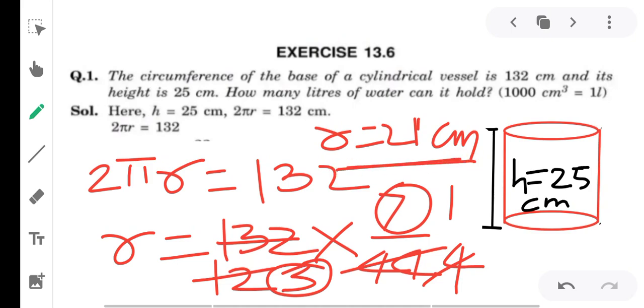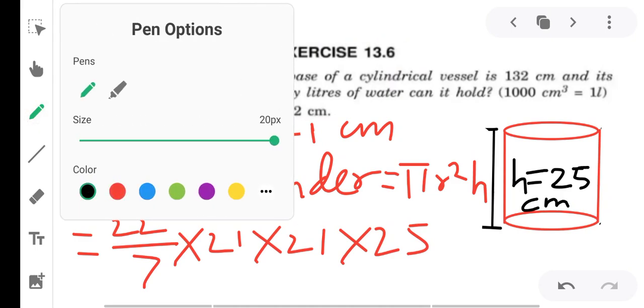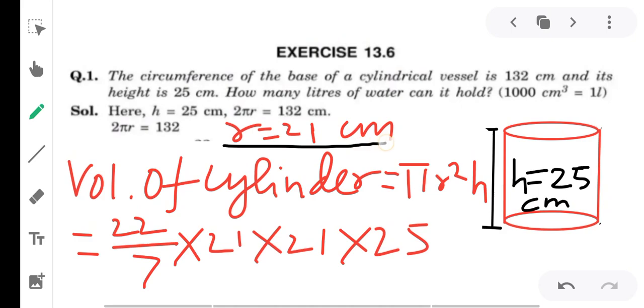ये हमारा radius होगा. So after getting the radius, we can easily find the volume of the cylindrical vessel. Now students, you can see after finding the radius, we have here the radius that is 21 centimeter. यहाँ पर हमारे पास radius है 21 centimeter. So after getting the radius, we can find the formula. We can write the formula: volume of the cylinder is equal to pi r square h.